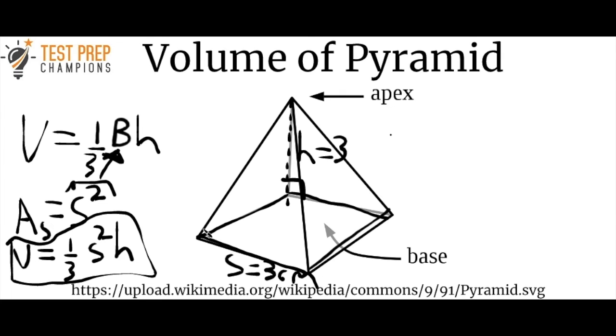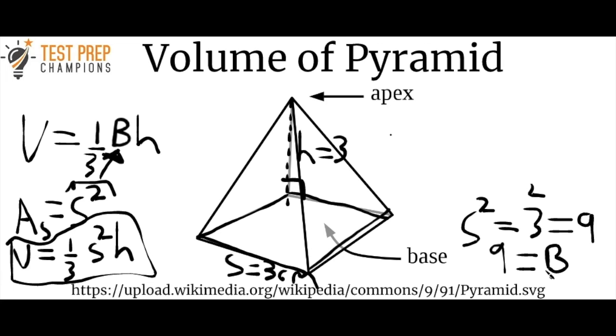So the first thing that I want to do here is figure out the area of the base. We know that the area of the base is equal to side squared. In this case, one side of our square is equal to 3, so we would have 3 squared, which is equal to 9. So I'm going to plug that into the formula, so we know that 9 equals our big B, area of the base, or side squared, whatever you want to think of it as.